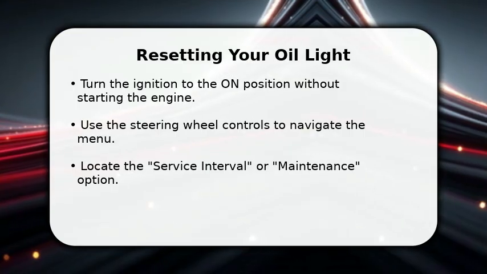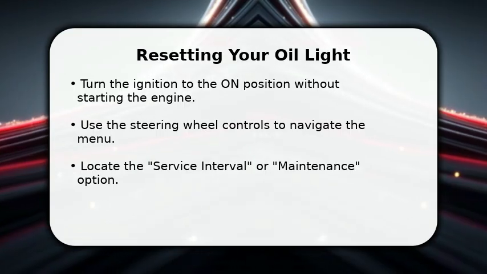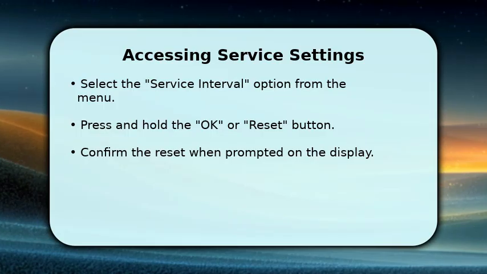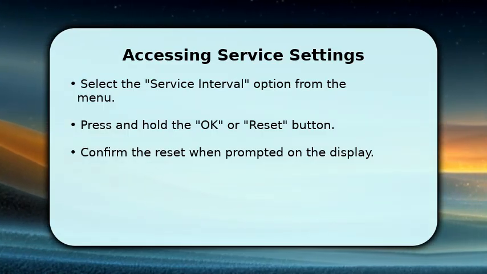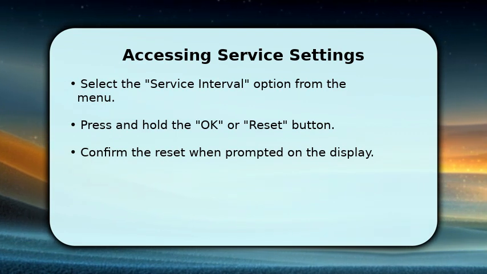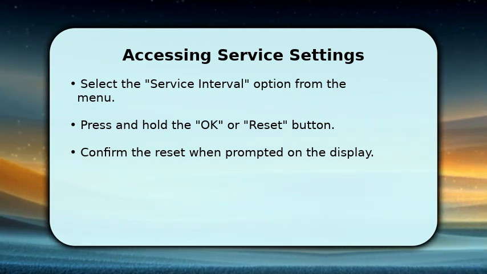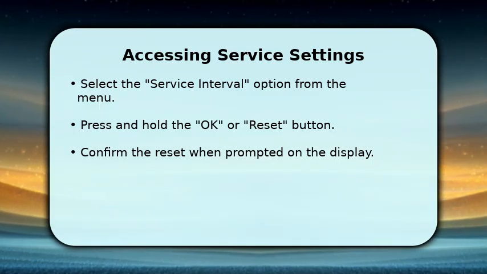You'll want to find the service interval or maintenance section to begin the reset process. Once you've found the service interval option, select it. Then, you'll typically need to press and hold the OK or Reset button, usually located on your steering wheel, for a few seconds. The display will then ask you to confirm the reset. Make sure to confirm to proceed with clearing the light.